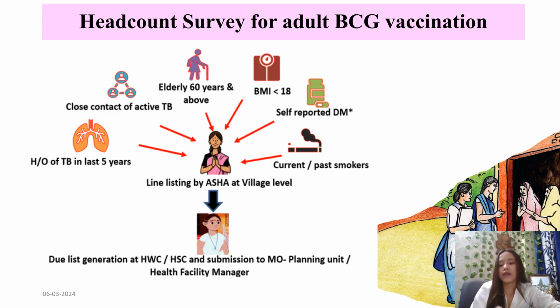So the ASHA will prepare an area-wise eligibility line list, which she will have to submit to the ANM or the community health officer. And also, while doing the headcount survey, the ASHA will ask the beneficiaries to bring the photo ID card at the vaccination session site for validation, and she will also do the pre-registration of the eligible beneficiaries in the TB-Win portal.